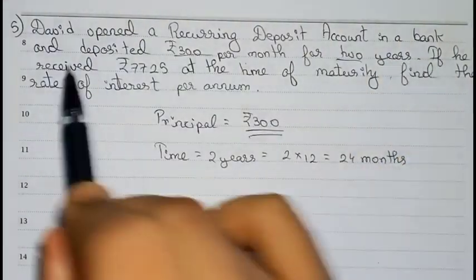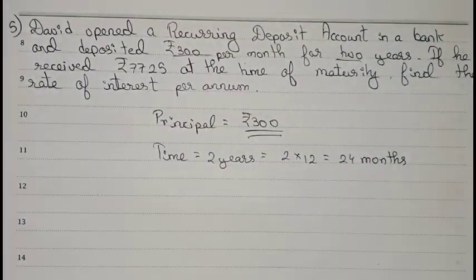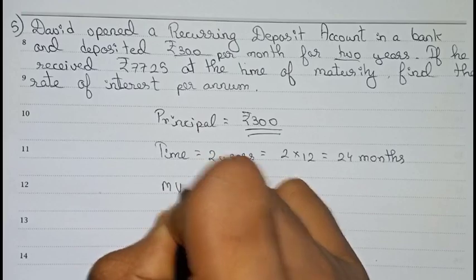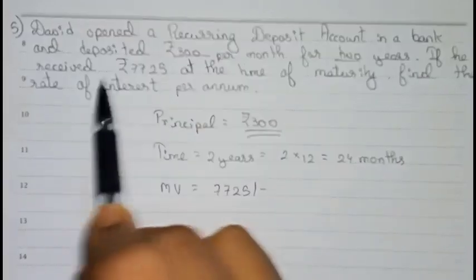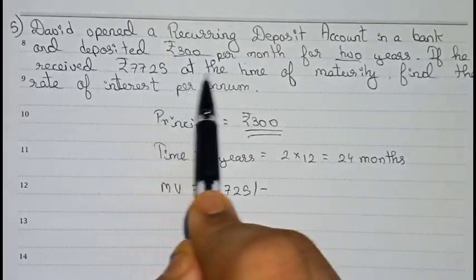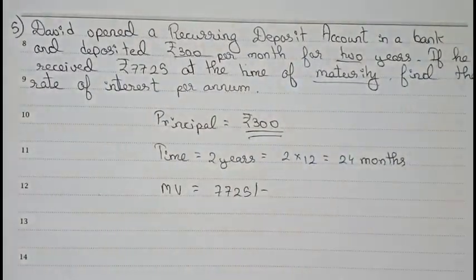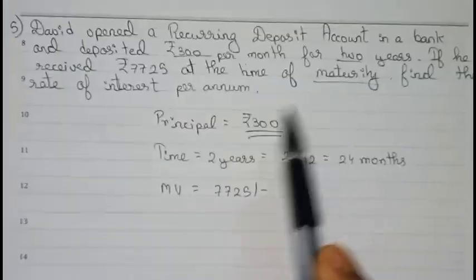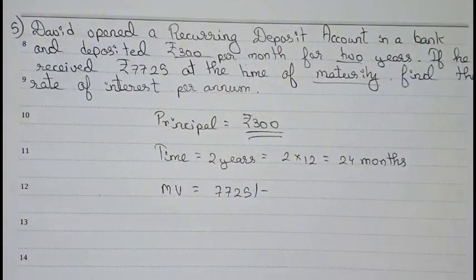So he received rupees 7,725 at the time of maturity. So we write maturity value is equal to 7,725. So guys, keep this in mind that this is the maturity value, as it is given that he received 7,725 at the time of maturity. This is not the interest. In a previous question it was mentioned that he received the interest, but in this question interest is not mentioned. So we'll take this as the maturity value. Now I will use this formula, that is interest is equal to maturity value minus principal into n. So this formula we will apply in that question.